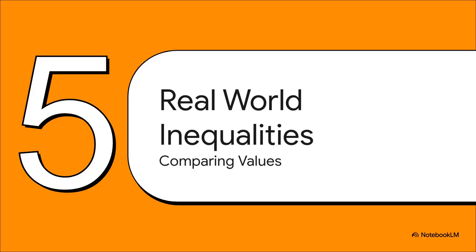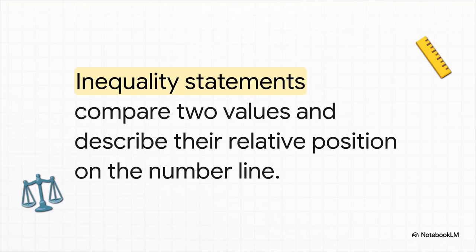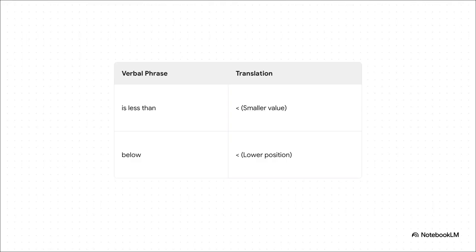And finally, Section 5, Inequalities in the Real World, Comparing Values. So we know exactly how numbers populate our number line now. Integers on the major hash marks, rational numbers filling in the spaces between. But how do we accurately compare them to one another? Well, inequality statements do exactly this. They compare two values and describe their relative position. Fundamentally, they just tell us which value sits further to the left, meaning it's smaller, or further to the right, meaning it's larger. Honestly, comparing values really just means translating everyday verbal phrases into strict mathematical order.